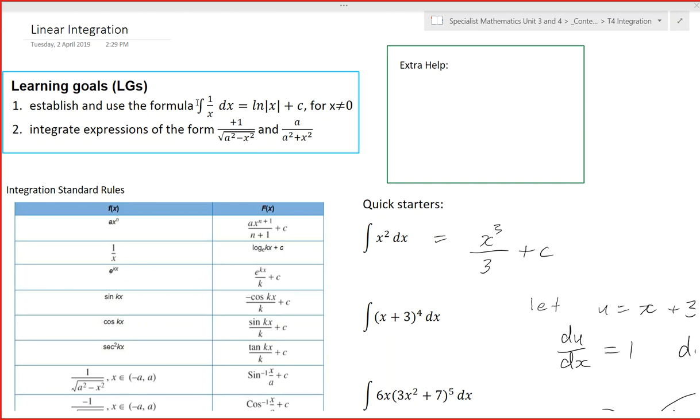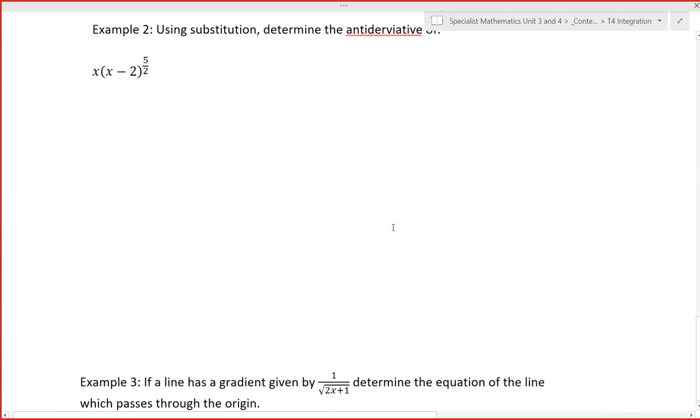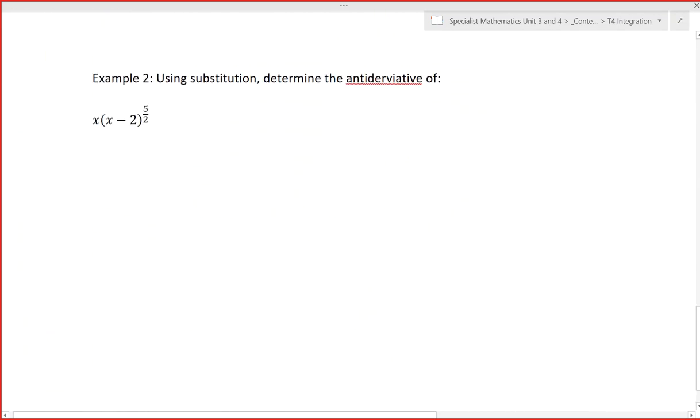Integration, and we've used this specific rule which you also learned in methods. So today, linear integration and this. Okay, so here is a linear integration question. It's worded differently. It says antiderivative, which, hopefully you know, is the same as integration, yes? So it's giving you a clue: use substitution to determine the antiderivative or the integral.